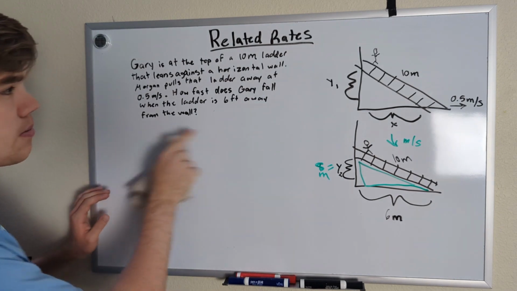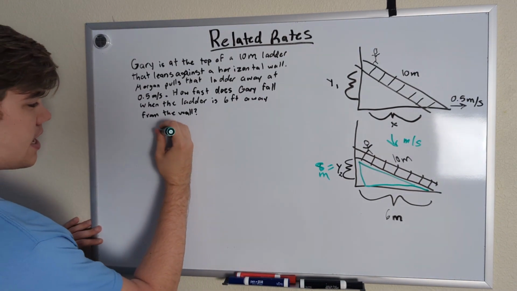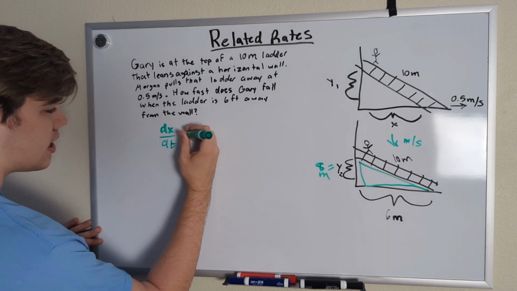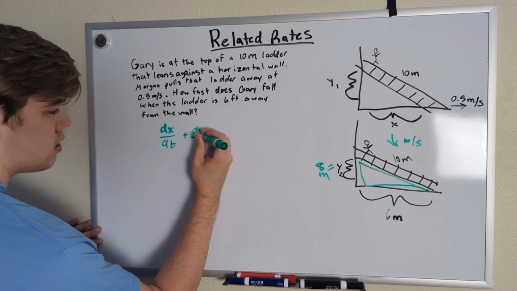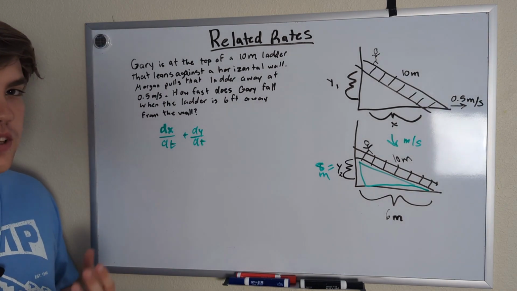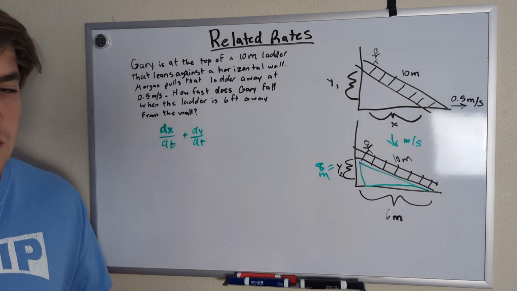It turns out the actual word problem itself takes up a lot of space. So here's how we're going to start it. First of all, we're going to make x and y be functions with respect to t, aka time. So dx/dt represents x with respect to time, or the change in x with respect to time. And dy/dt represents the same thing, but with, well, y.